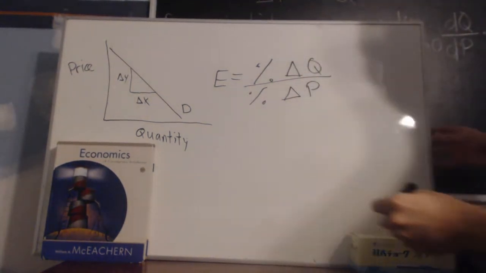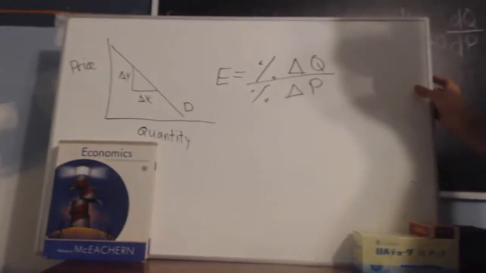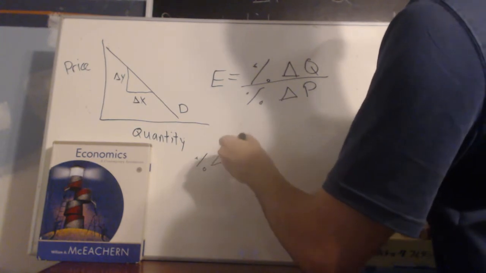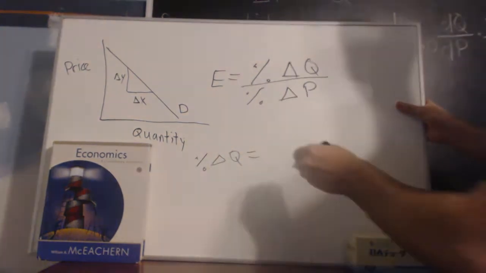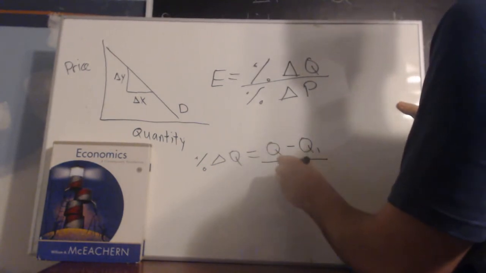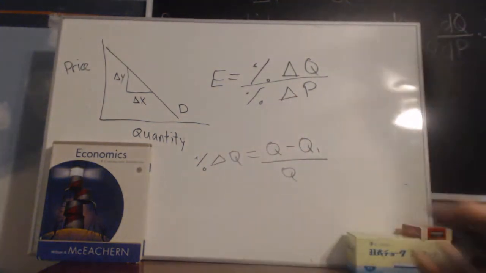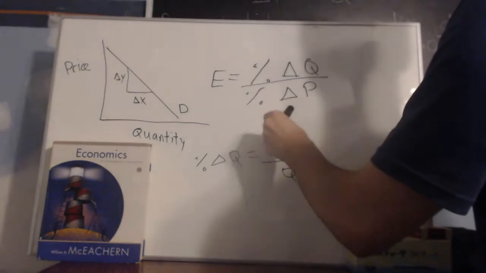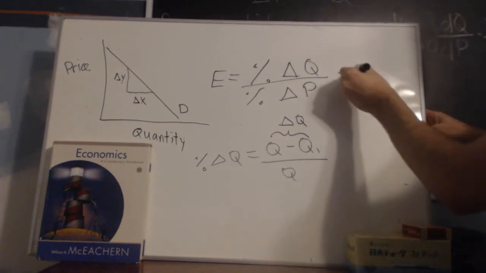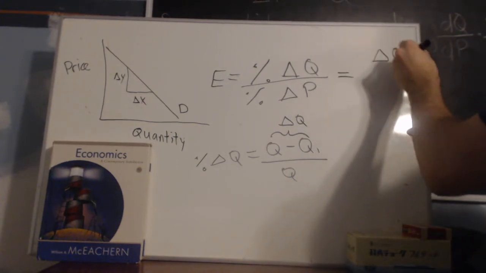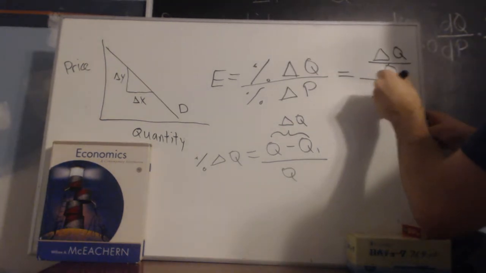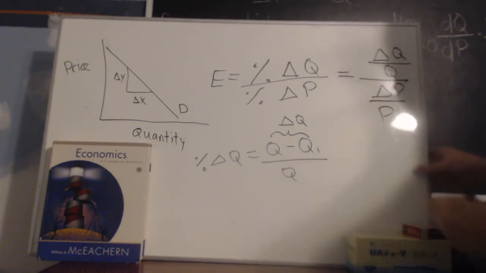Now, recall that the percent change in any quantity, for what we could do, the percent change in quantity is equal to Q minus Q sub 1 all over Q. That's just the original minus the new over the original. And this is really just delta Q. So we can rewrite this as delta Q over Q. And we could do the same thing for price. We could write it as delta P over P.